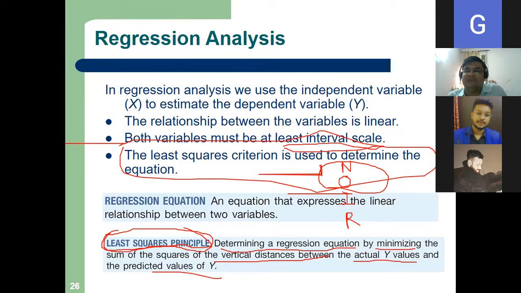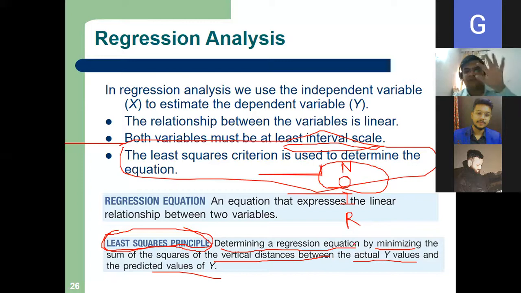Least square principle. Yes, a little, sir. Have you understood? Did you understand a little or completely? Abhishek? Sir, I understood completely. Sir, the sum of the squares is mentioned. I get the vertical distance, but the sum of the squares. So the sum of the vertical distance you understand. Very good. So vertical distance means this.